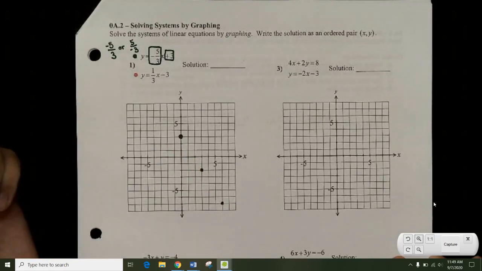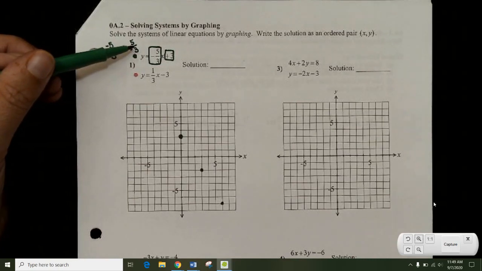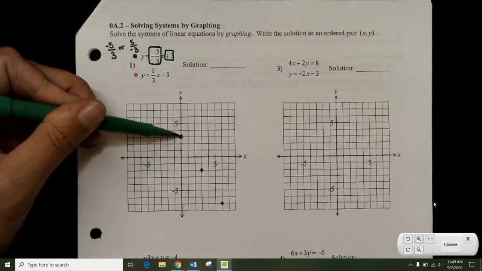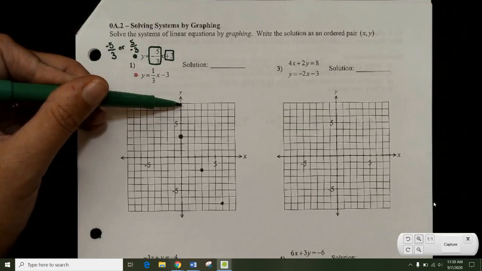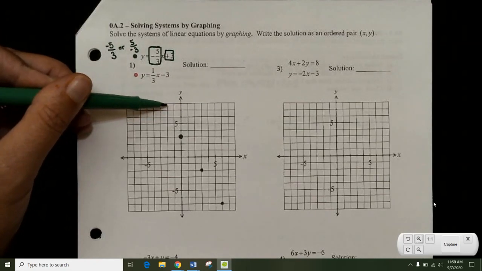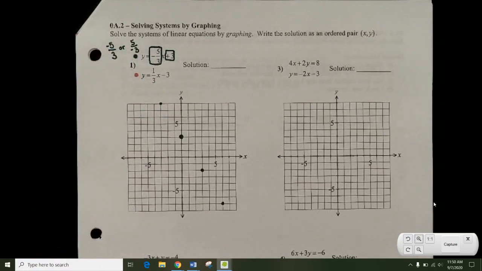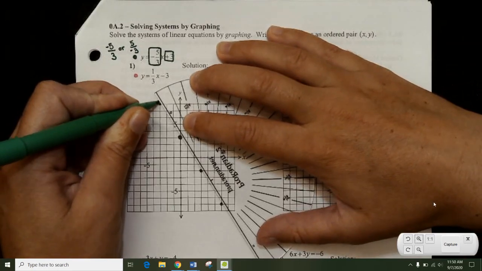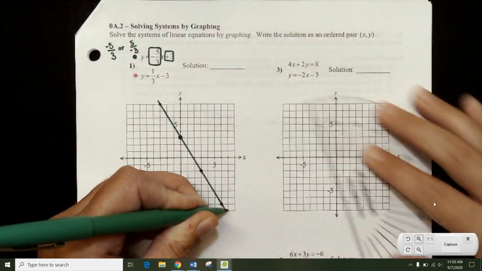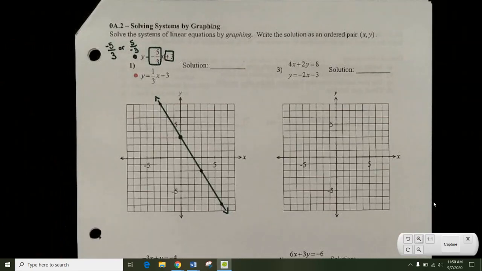There's my next point. Now, if I were to use the alternate, which is 5/3, I would count up 5 since it's positive. 1, 2, 3, 4, 5, and left 3 since it's negative. 1, 2, 3, and plot that point right there. Once I have all my points, draw yourself a straight line. Hopefully you have a straight edge. If not, use the edge of a piece of paper, a notebook, anything like that. So that is my first line.